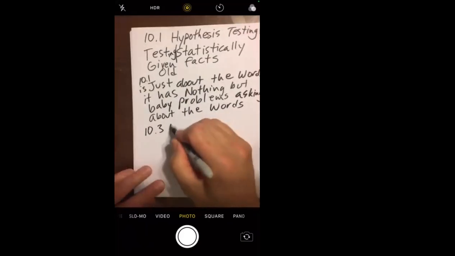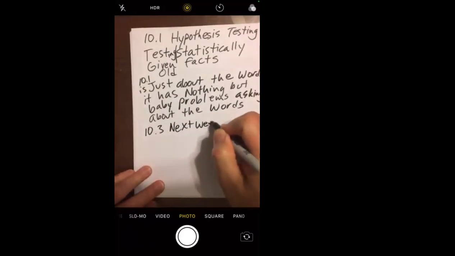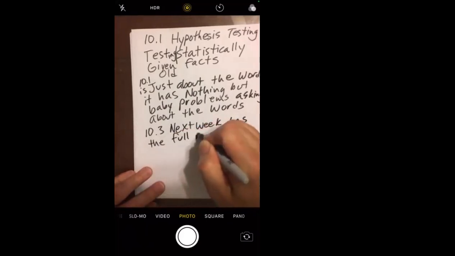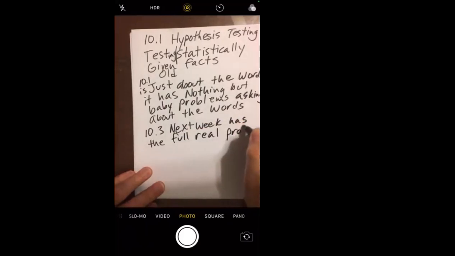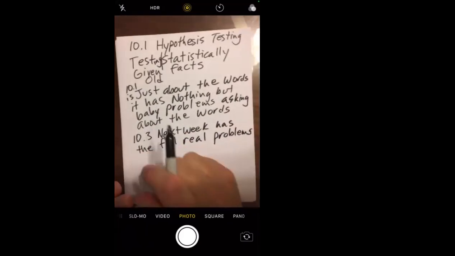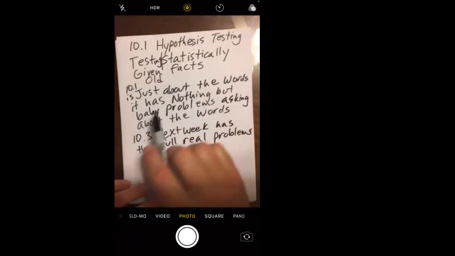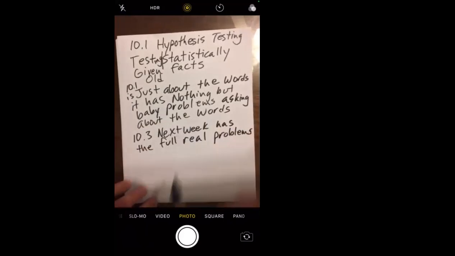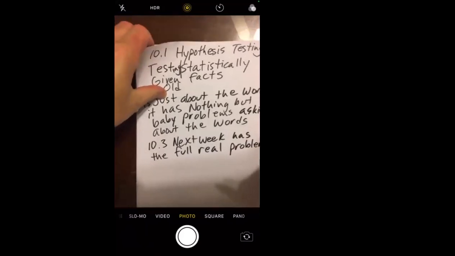10.3 next week has the full, real problems in this. But there's no way to charge into that tonight. That's why we take 2 weeks on this: an entire section about just the vocabulary this week. Then we finish the class with 10.3 next week with full, real problems, really the heart and guts of this.